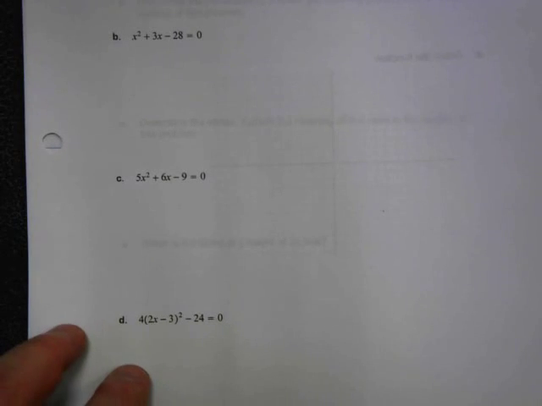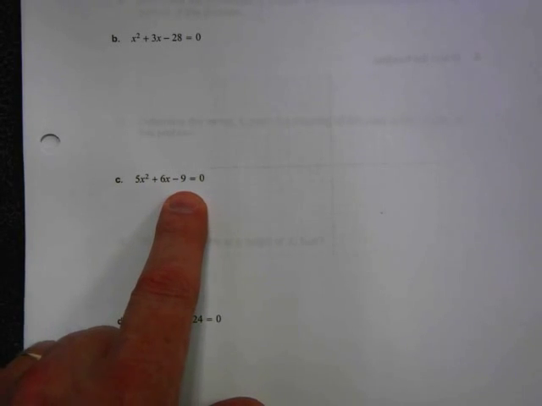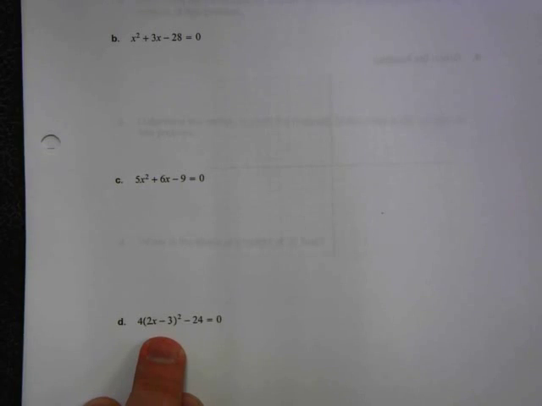How about C? I would jump immediately to the quadratic formula. When this first number is not the number 1, I don't want to factor. It's a pain in the neck. I also don't want to divide by 5 and have all those fractions to complete the square. That one's definitely a quadratic formula problem. Completing the square would work, but it's hard. How about D?